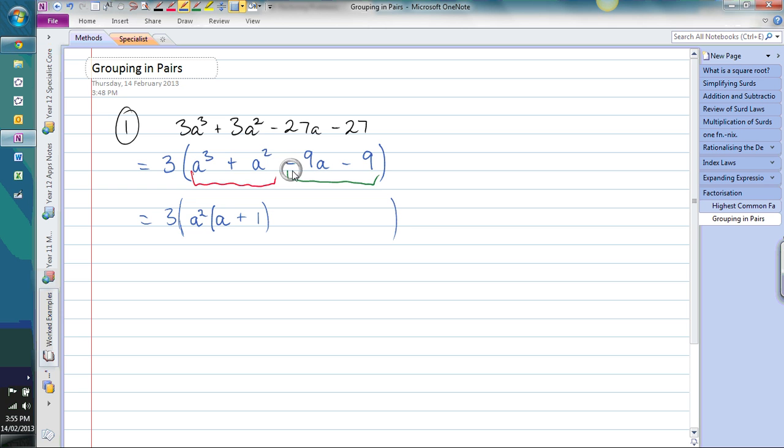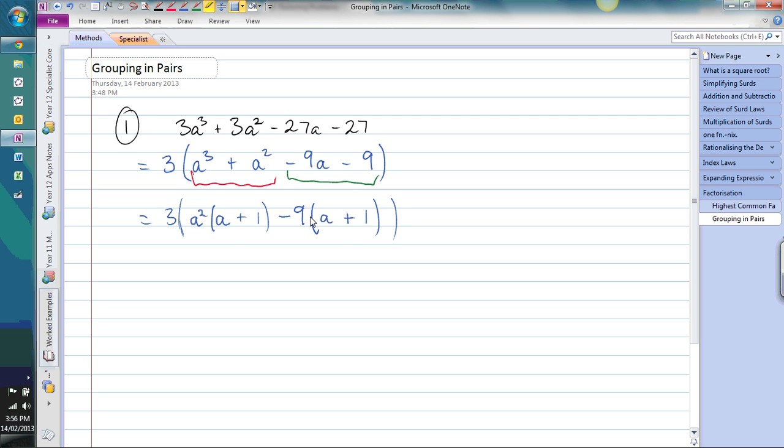The second part, negative 9a minus 9, it's pretty clear to see that there's a factor of 9 that can be factorized out there. And in fact, I'm going to take a negative because both terms have a negative in them. So I'm going to take negative 9 out the front. I'm going to be left with an a and a plus 1. Okay, now at this next step, it looks messier than it did at the start, and it's about to get a little bit neater.